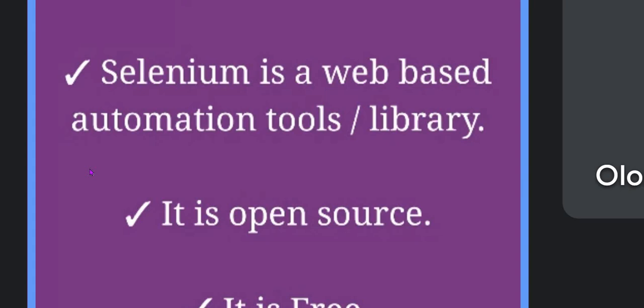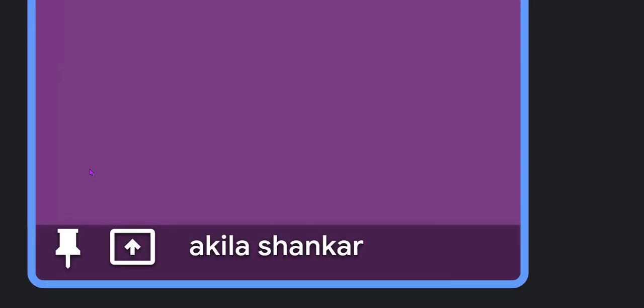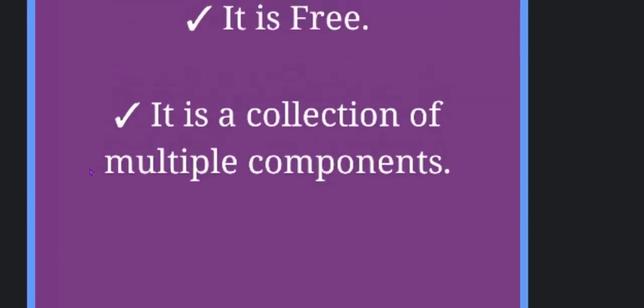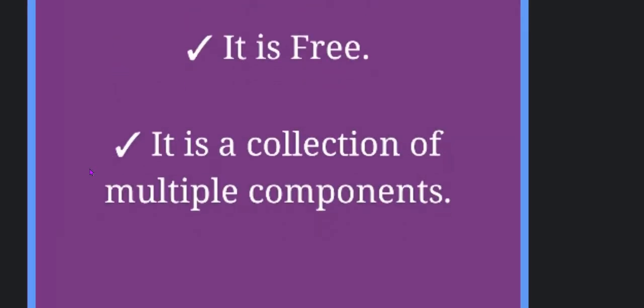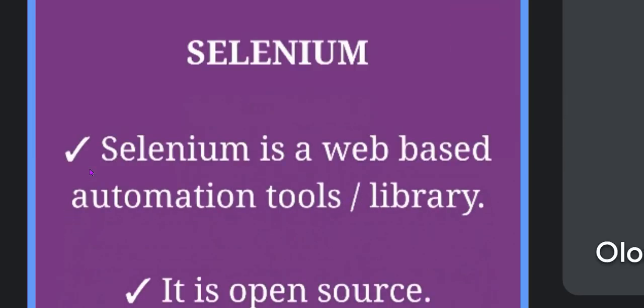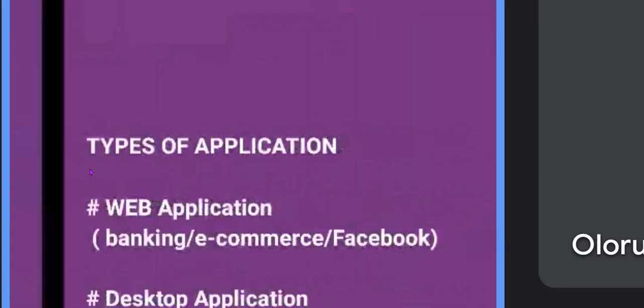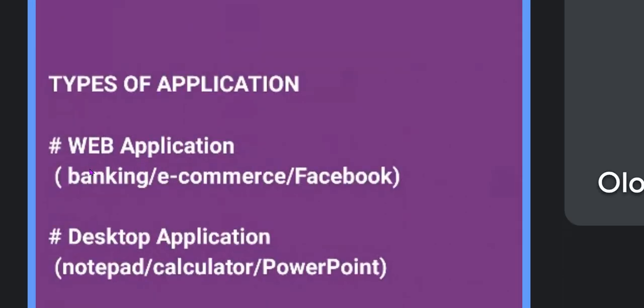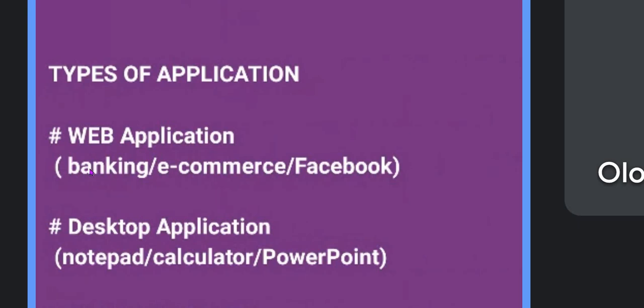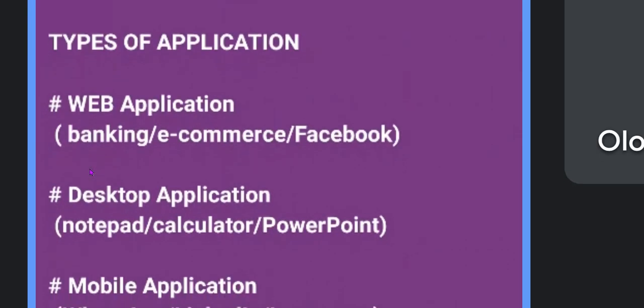What does this mean, and why are we specifically saying web-based automation tool or library? That means Selenium supports only web-based applications and tests only web applications. Before getting into the next point, let us know a little bit about the different types of applications, so that it will be easy to understand why we call it a web application. There are three types of application: web application, desktop application, and mobile application.